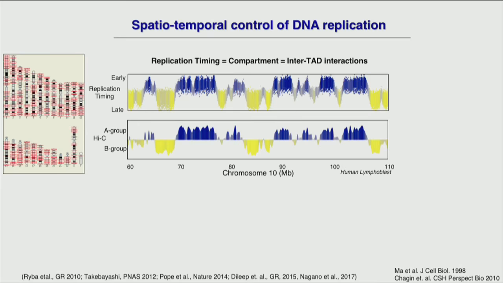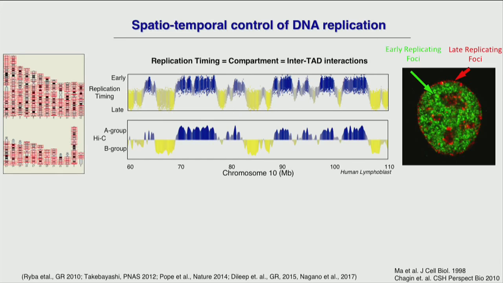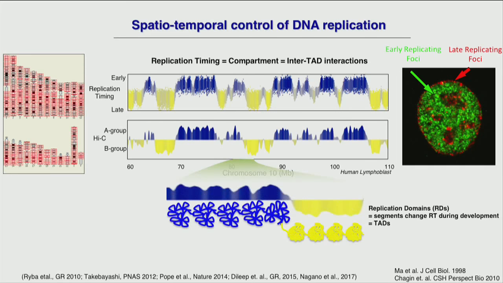So Hi-C divides the nucleus into two self-interacting compartments called A and B, which correspond to early and late replicating chromatin that are distributed either at the interior of the nucleus or at the periphery of the nucleus, in close proximity with the nuclear lamina. At a smaller scale, local chromatin can fold into TADs, which correspond to segments that change replication timing during development, which we call replication domains.